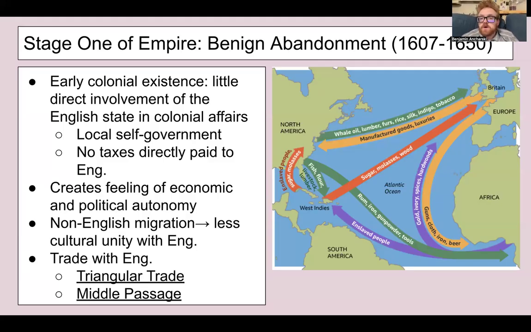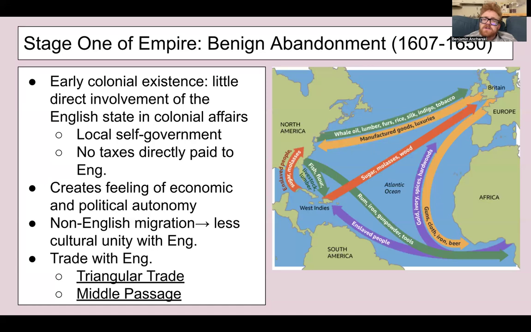We often see that merchants selling their goods in England sometimes pay a tax, but honestly, the price is worth it, basically. There is this feeling of very few direct taxes actually imposed on the colonies. The colonies have no representation in parliament, but it makes up for the fact that they have local government. They don't really need parliament representation. So there is this precedent, a tradition being set, that the colonies are self-governing economically and politically.